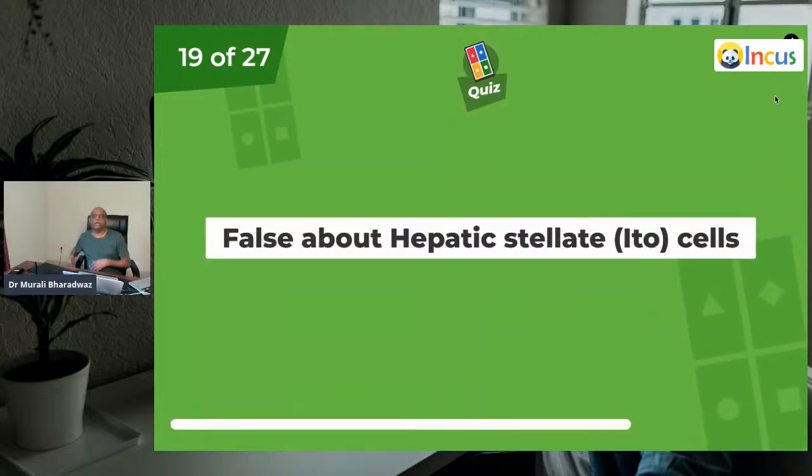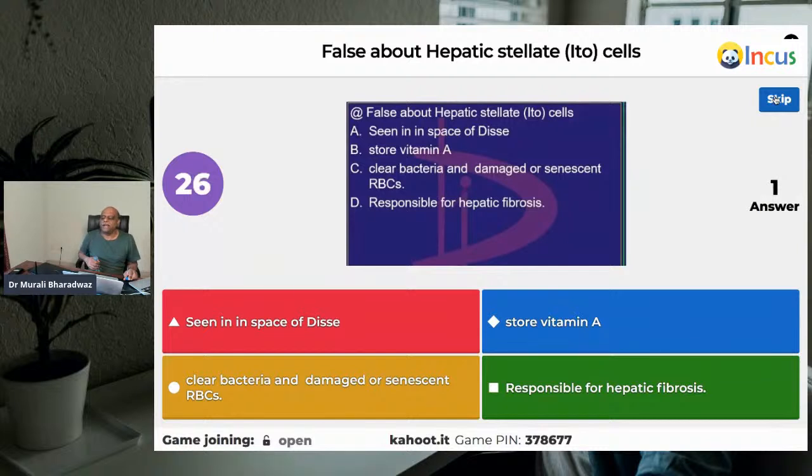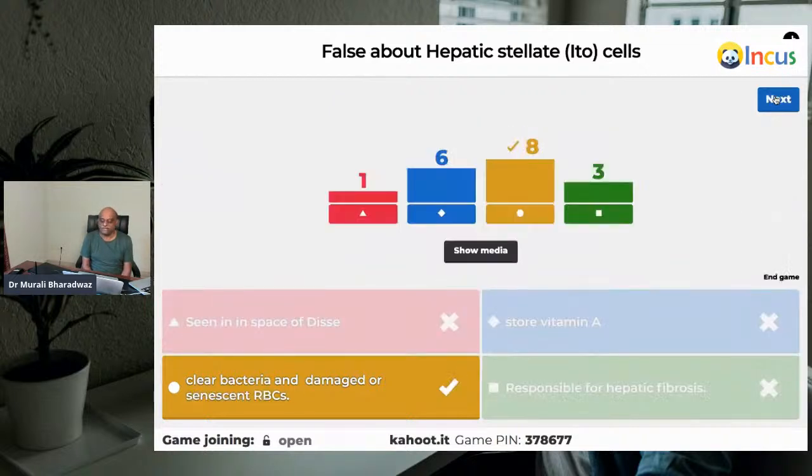What is wrong about hepatic stellate cells? It is also called the Ito cell. Punch your answers, doctor. What is false about the hepatic stellate Ito cell? Very good. I'm sure it's an easy question.